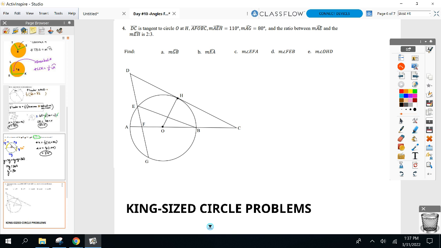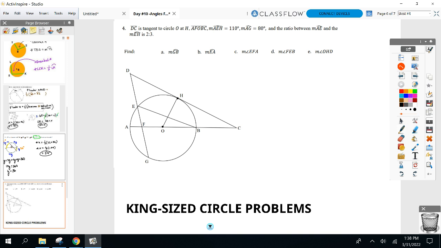Get used to these. Multiple parts, A through whatever. King size circle problems. You know what I'm talking about. Usually you got the Hershey bar, but then maybe you can spend a couple extra bucks for the king size. This is the king size circle problems. All right, this is the level I need you to be at.